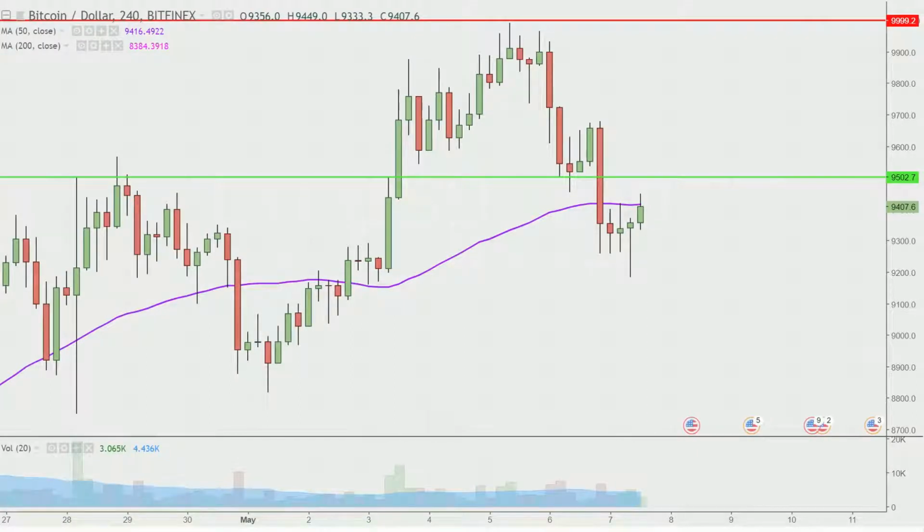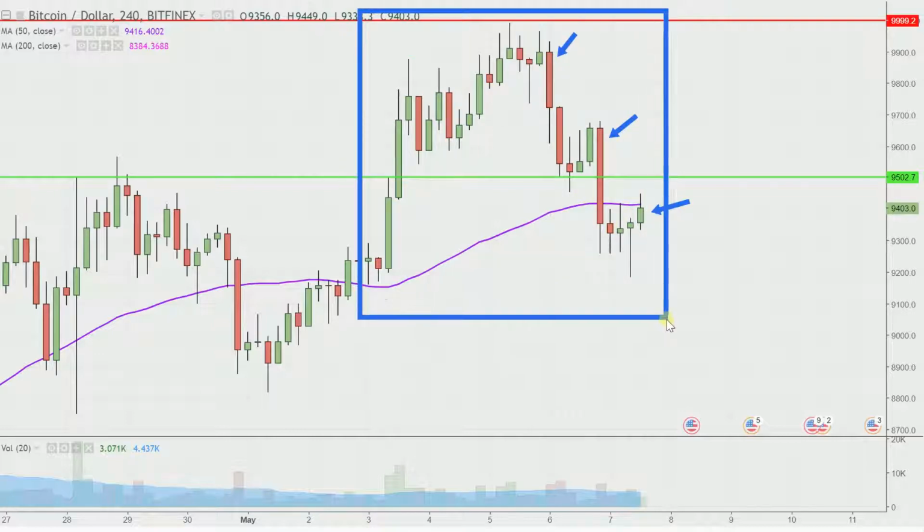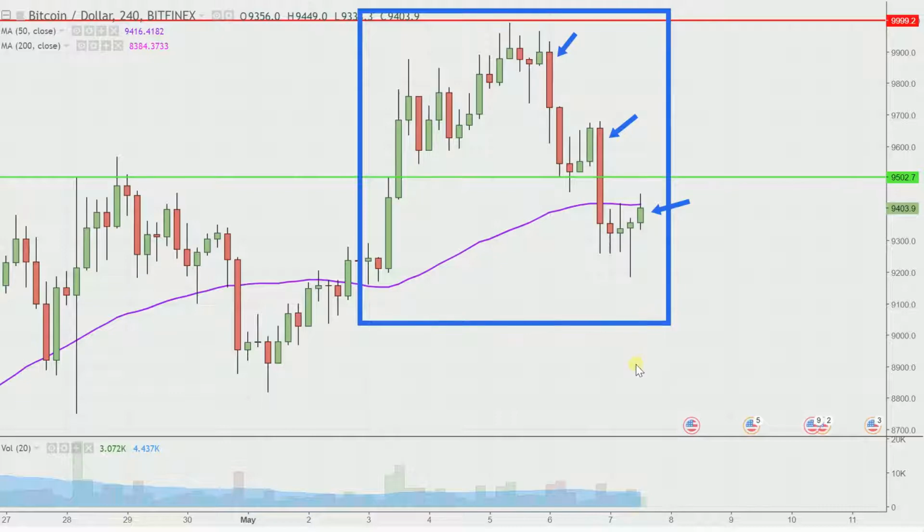Real quick, what do I mean by 4-hour in case you may be new to charts? Instead of each one of these candlesticks here representing 1 day's worth of price action, which is what you would normally see, each one represents 4 hours of time. So while this here may look like a few weeks, it's actually just the past few days broken down into 4-hour time slices.